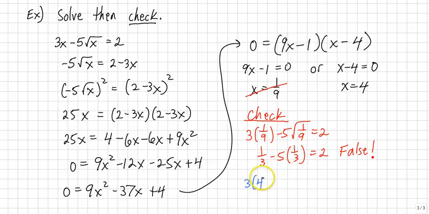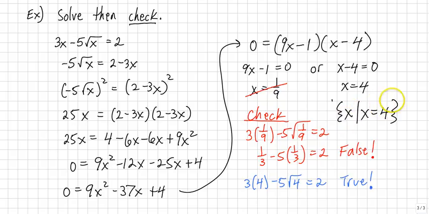So 3 times 4 minus 5 times square root of 4 equals 2. So that'd be 12 minus 10, which is 2. That's true. So x equals 4 is the solution. So it's the set of all x such that x equals 4. But that's it. The other one does not work. 1/9 did not solve that.